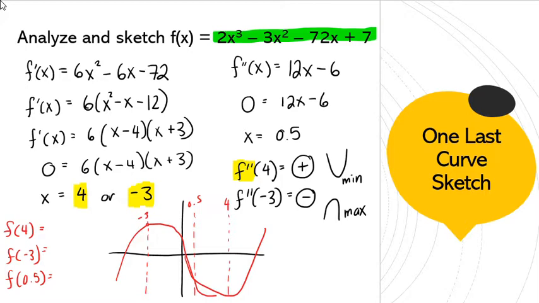And I think f of -3 was 142. So it's very, very high. Obviously, I'm not to scale here. f of 4 was -201. And f of 0.5 was -29.5. Okay, so those are the exact points.